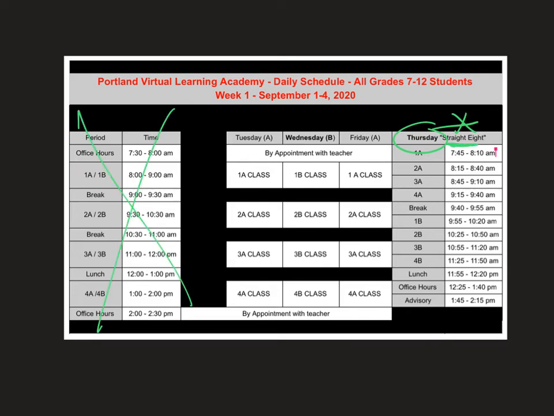On Thursday, we're going to follow the straight 8 schedule. And by straight 8, what we're saying is you're going to meet with all 8 of those classes, the A classes and the B classes. So 1A, 2A, 3A, 4A meets in the first part of the day at these scheduled times. And notice that you still have a break, but now the breaks are smaller because the classes are shorter. So we're allotting for 5 minutes in between to gather yourself together.